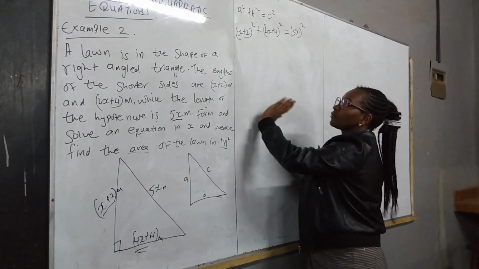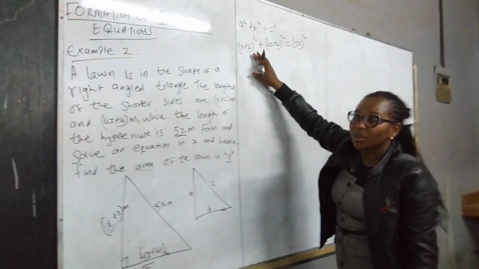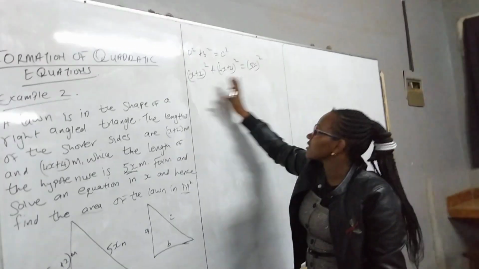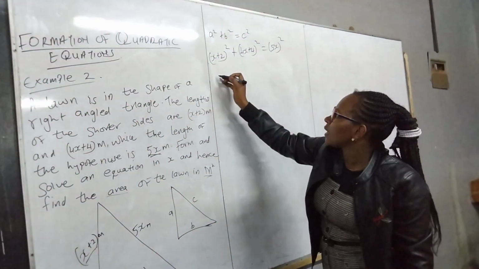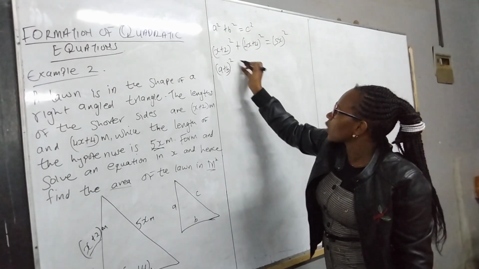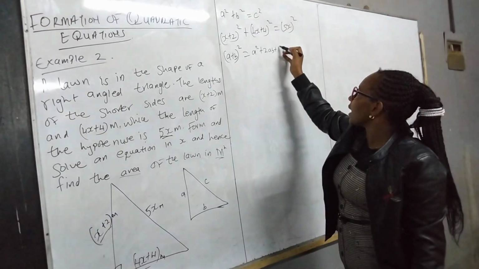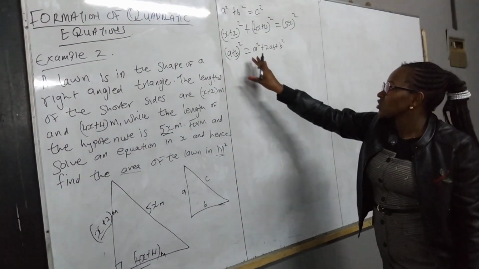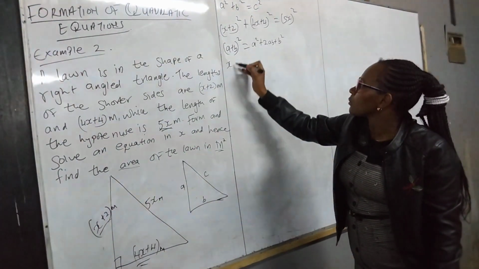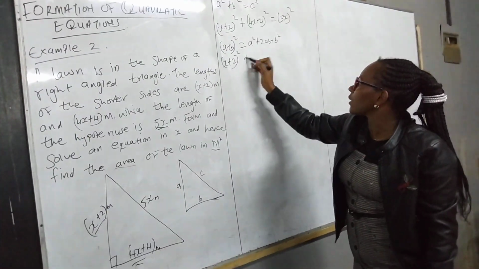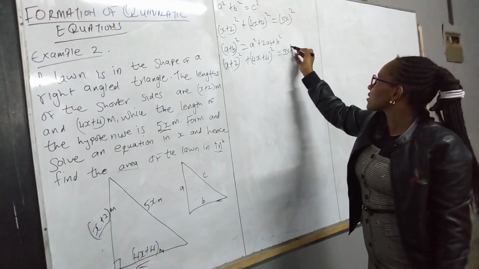At the beginning of this channel, we were looking at how to get a perfect square, and this is what we are doing now. So here we have x plus 2 squared. If you remember, a plus b squared, we said we are going to have a squared plus 2ab plus b squared. So this concept is what we are going to apply here.